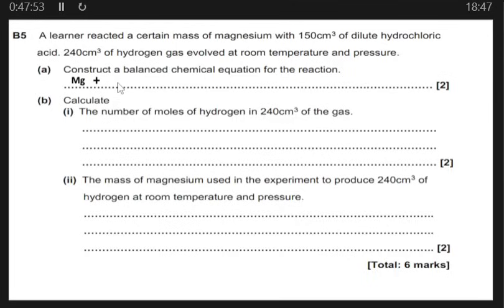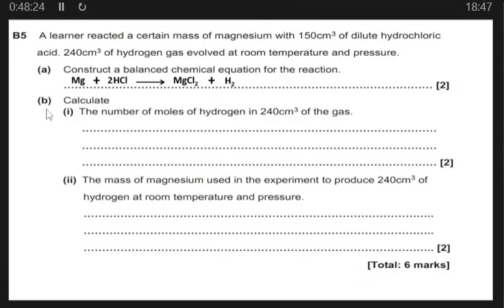So plus hydrochloric acid, it should give us magnesium chloride plus hydrogen gas. Now they need us to balance this equation. Make sure you realize that here you have 2 hydrogen, here you had 1, and the chlorine 2, here 1. So you need to put a 2 here so that you balance the hydrogen and the chlorine.